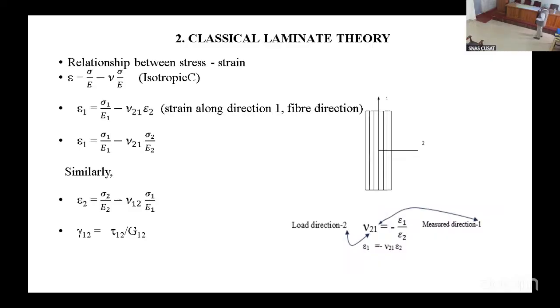And E times epsilon 2 is nothing but stress by strain, stress in the second direction by strain in the second direction. That is sigma 2 by E2. So this is epsilon 1. Similarly, you just replace 1 by 2 and 2 by 1. That is mathematically, but physically you can think you will get a similar result. And shear stress by shear strain is the modulus, the shear modulus. So this is the thing.